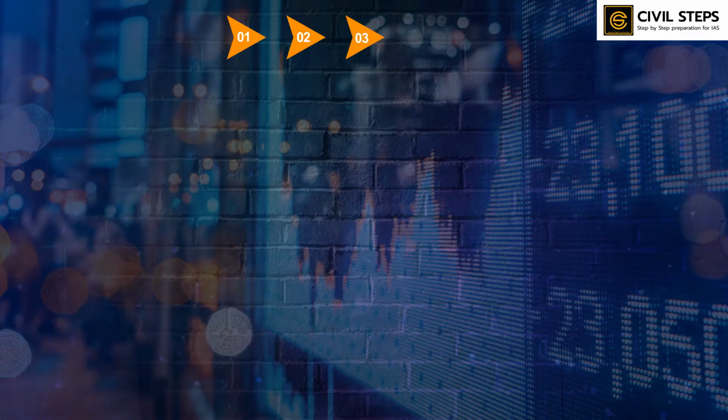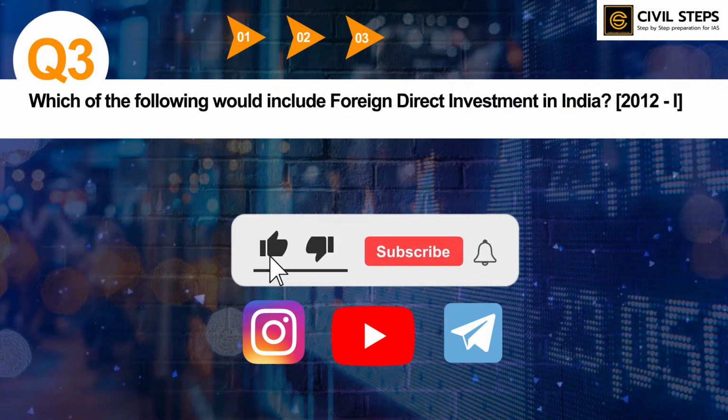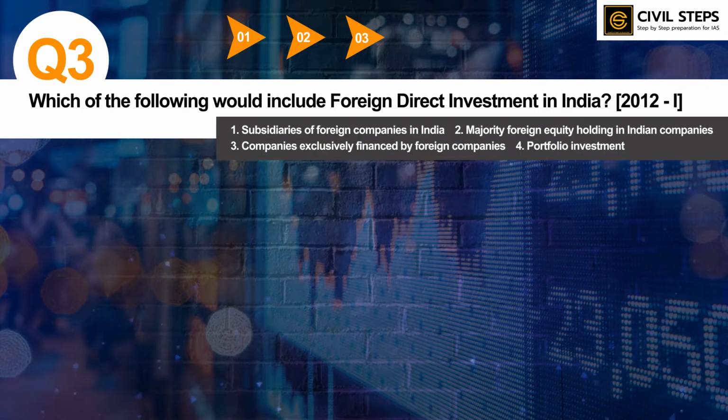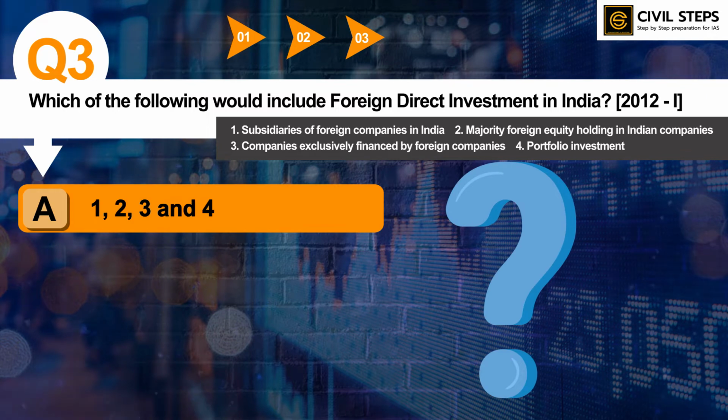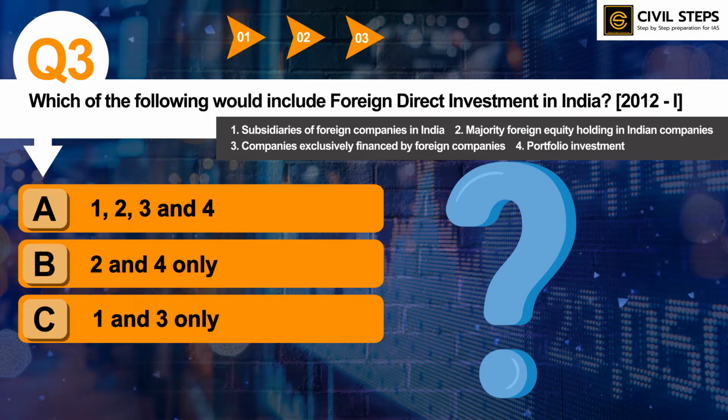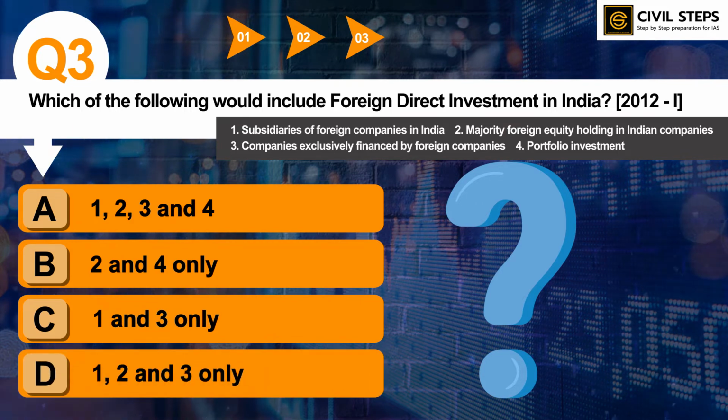So now let us discuss question number three. Which of the following would include foreign direct investment in India? First, subsidiaries of foreign companies in India. Second, majority foreign equity holding in Indian companies. Third, companies exclusively financed by foreign companies. Fourth, portfolio investment. So select the correct answer using the codes given below. Option A, 1, 2, 3 and 4. Option B, 2 and 4 only. Option C, 1 and 3 only. Option D, 1, 2 and 3 only.